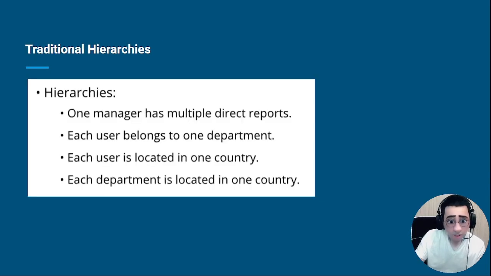Traditionally, hierarchy is a way we form relationships, in particular in organizations. Like an organization hierarchy, you have a manager who has many reporters, or a user belongs to one department. That is a traditional hierarchy kind of relationship, or you may have a user located in a particular country, and a department could be located in one country, or maybe spread out over many countries.